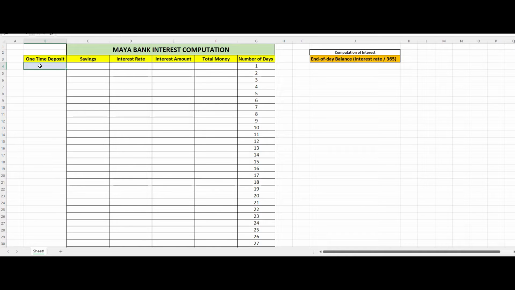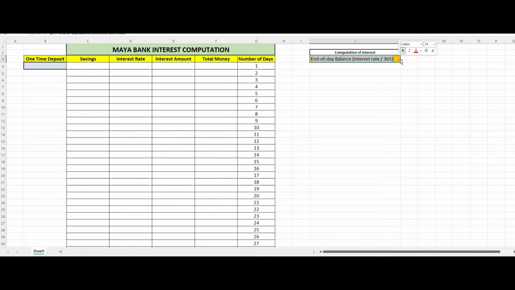So let's solve this problem. If you're planning to put your money in Imaya Bank savings account, and the interest is computed every day, then we use this formula for the computation of interest: the end of day balance times the interest rate divided by 365 days.